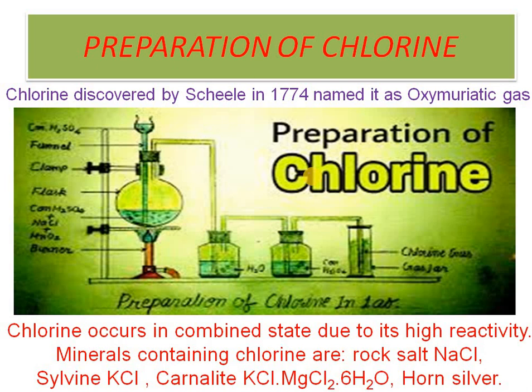Chlorine was discovered by Scheele in 1774 and he named it oxymuriatic gas, and sometimes hydrochloric acid is known as muriatic acid. If you see the main reactants here, concentrated sulfuric acid is used, and here NaCl, MnO2. MnO2 here is acting as an oxidizing agent.